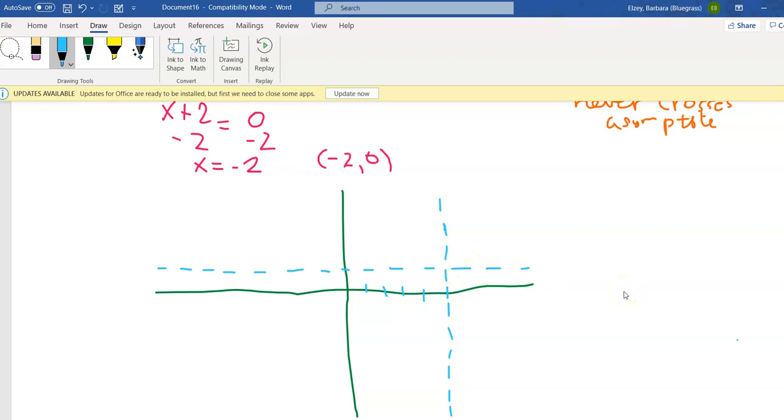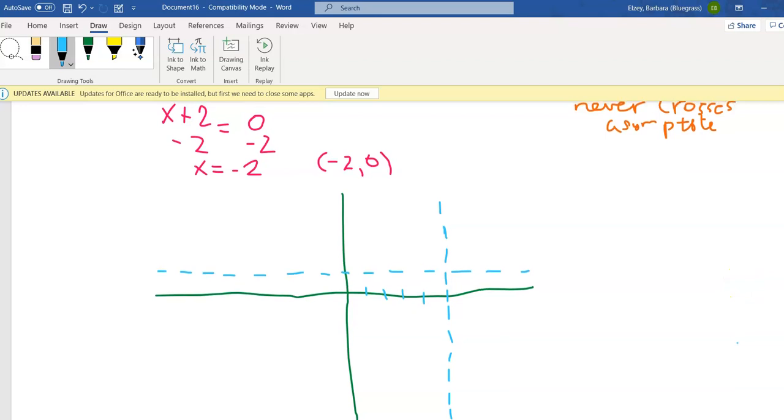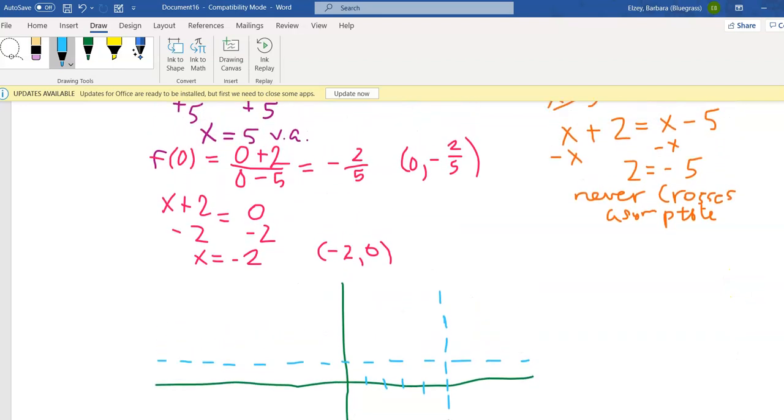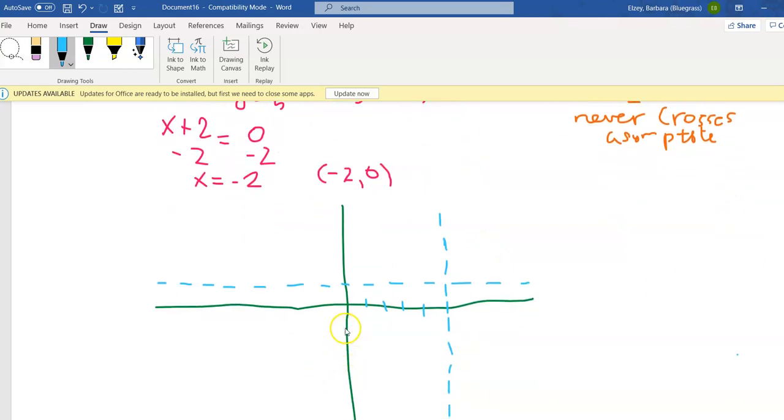Okay, now let's plot our x and our y-intercept. Our y-intercept is (0, negative 2/5). So we just sort of have to estimate where that is. Here's negative 1. Negative 2/5 is not quite halfway down, so we'll plot it right in here. We don't have to be perfect. It's just somewhere between 0 and negative 1. And then our x-intercept is (negative 2, 0), which is right here.